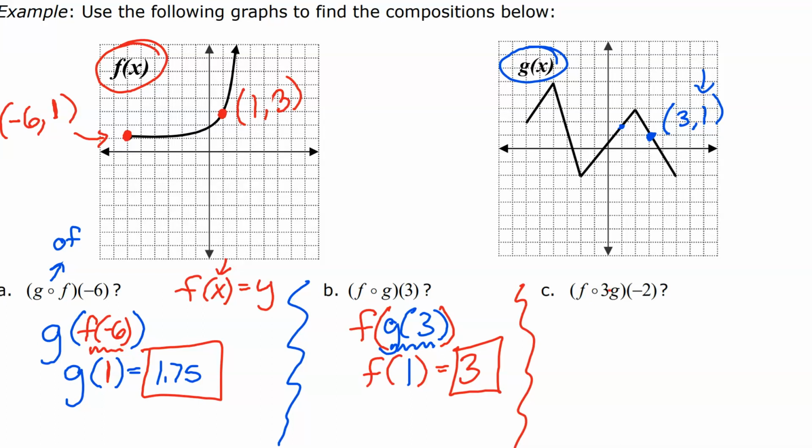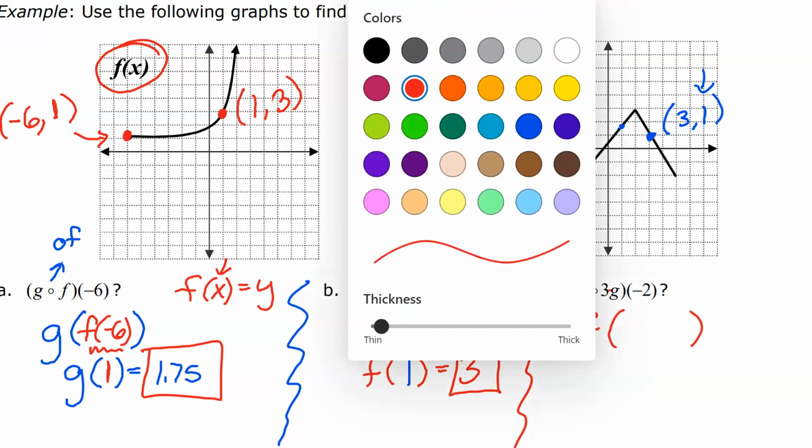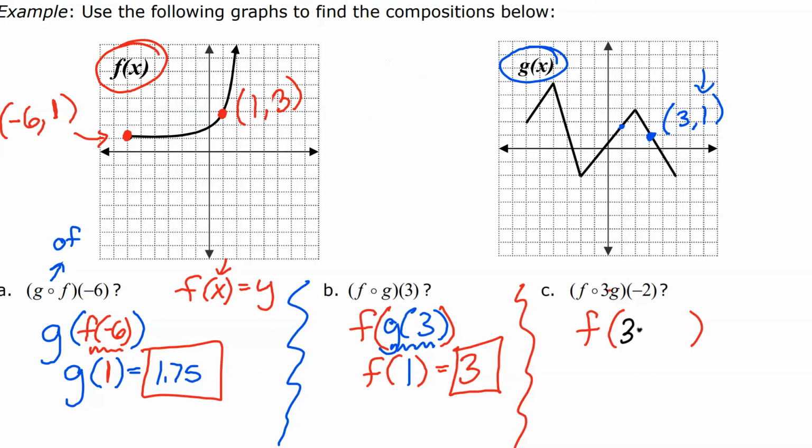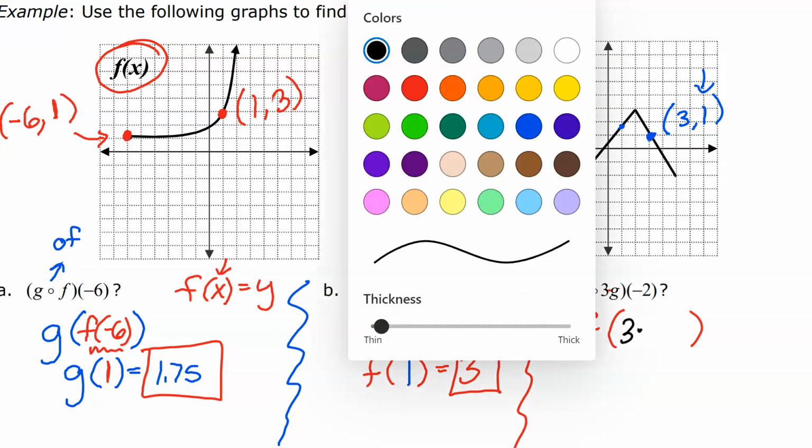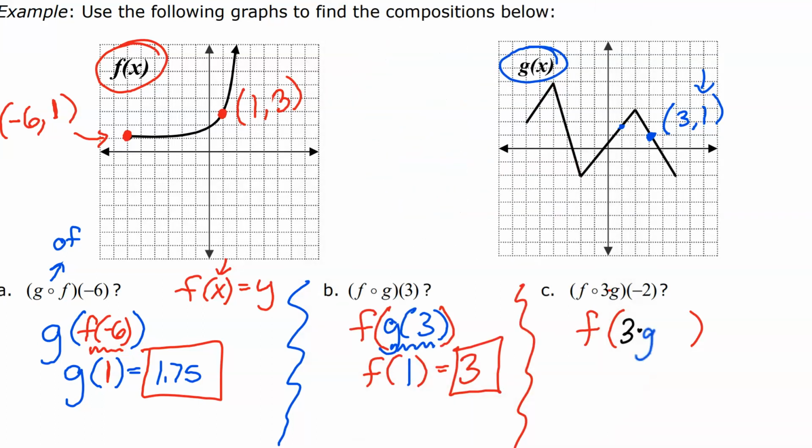So they threw in a little operation right there. The 3 is being multiplied by the g. So writing this out, that is just going to be f of, I'm going to leave some space on the inside there, 3 times g of negative 2. First thing I'm going to simplify is my g of negative 2 because that's just a value. So I'm going to go over to negative 2, 1, 2.